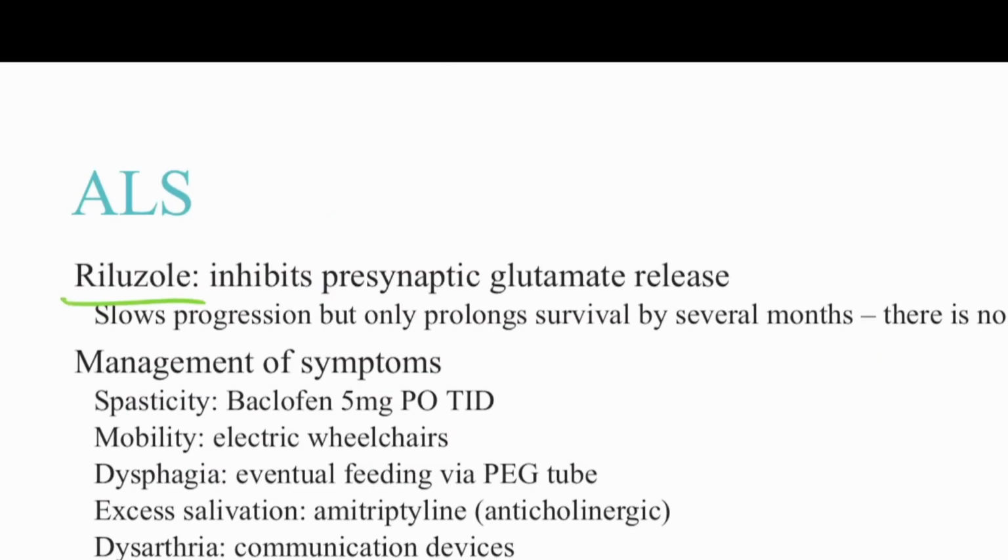Treatment: riluzole inhibits presynaptic glutamate release, slows progression of the disease, and prolongs survival by several months. Again, there is no cure for ALS. And again, management of symptoms. That's the biggest thing you do a lot of times with neuro. Management of symptoms. Again, here's your spasticity, baclofen. Mobility. These are the things you have to start thinking about.